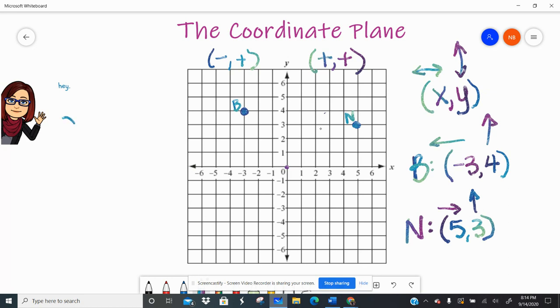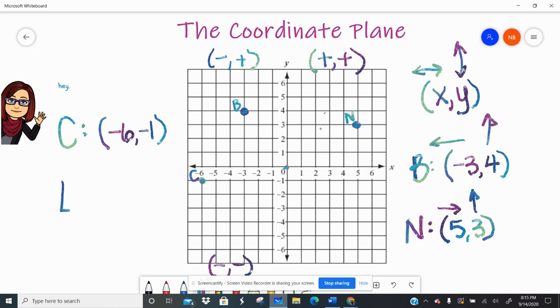So let's try point C. And point C is going to be located at -6, -1. So again, to graph C, I start at the origin. I'm going 6 to the left because it's negative, 1 down because it's negative. I put my dot and I label my point. And that point is going to be in quadrant 3.